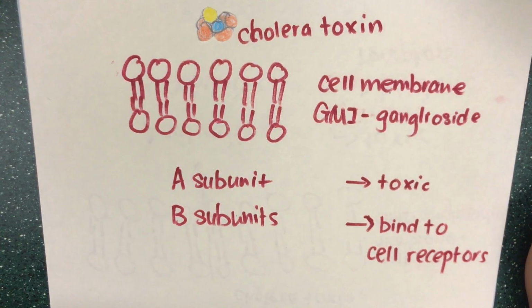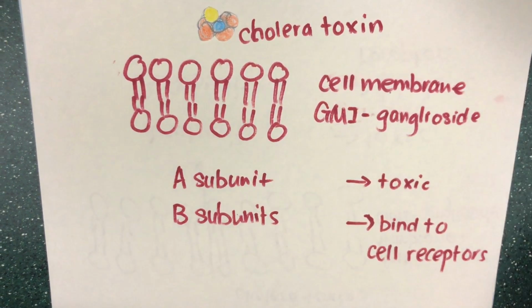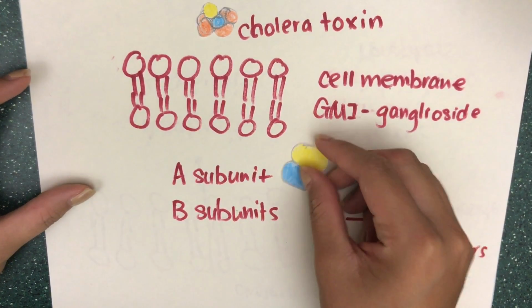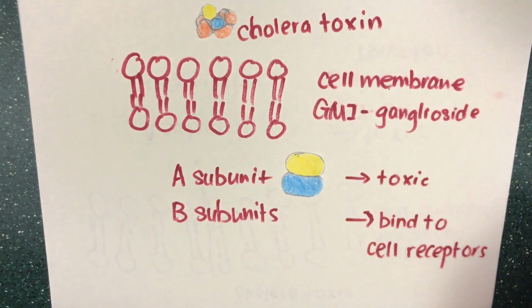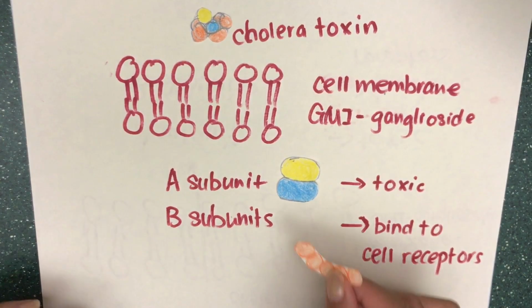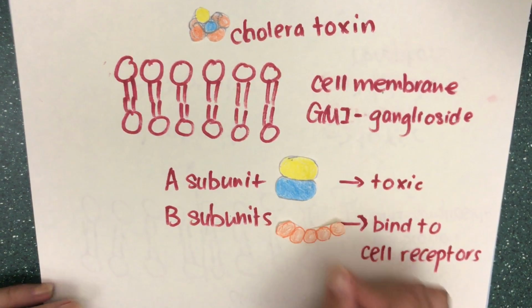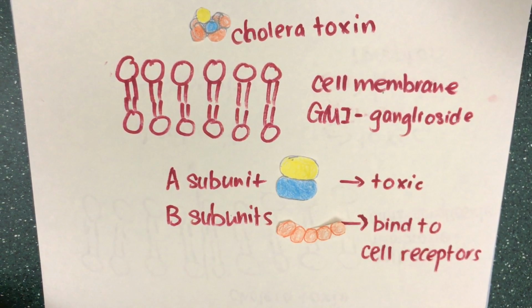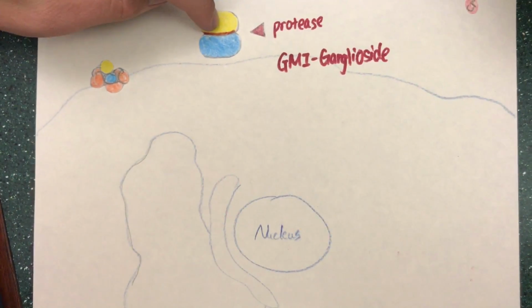Subunits are protein molecules that assemble with other protein molecules to form a protein complex. There is 1 copy of A subunit, which exhibits the toxin activity. There are 5 copies of B subunits that function in binding to host cell receptors and aid in bringing the A subunit into the cell. The B subunits will bind onto a membrane lipid called the GM1 ganglioside.